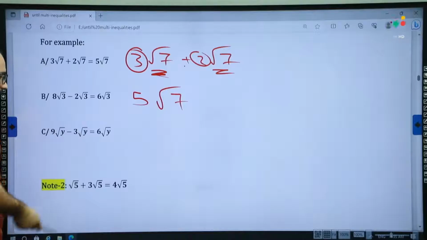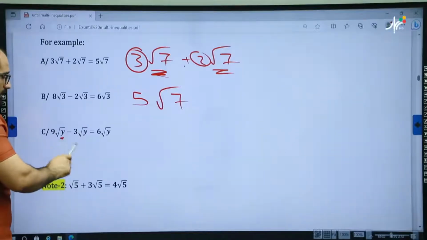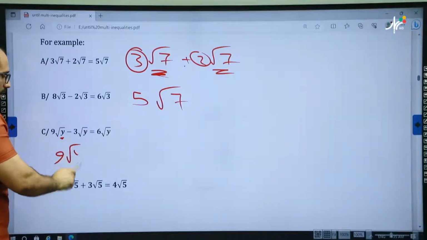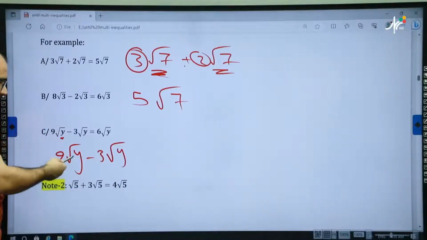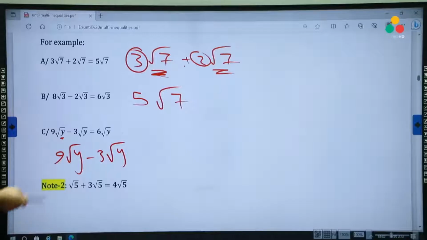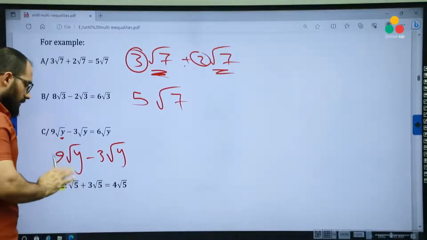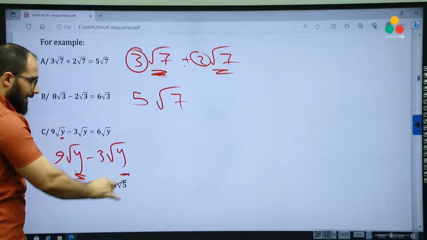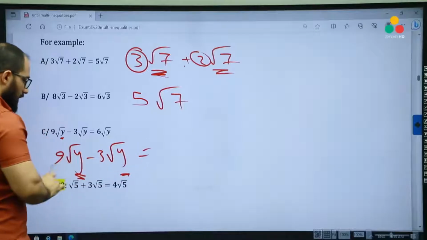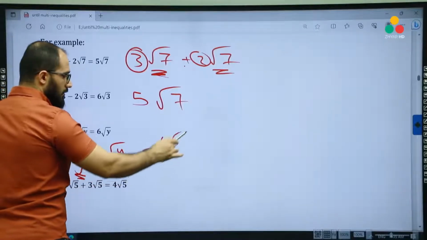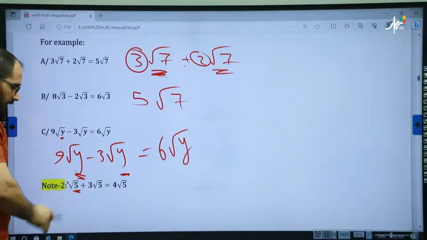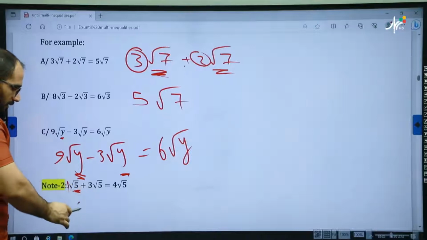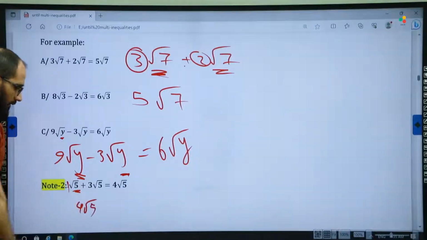Sometimes instead of numbers we have variables. 9 square root of y minus 3 square root of y. Okay, we do not care about the variables or the numbers. We just know that they are the same. So it's going to be 9 minus 3, 6 square root of y. Okay, and again, there's no number here. It's 1. 1 plus 3 is 4 square root of 5.